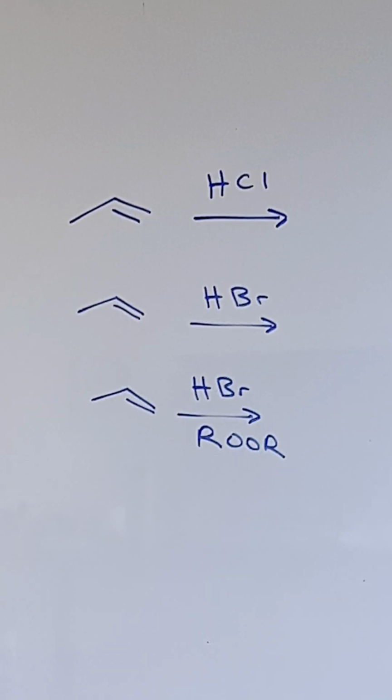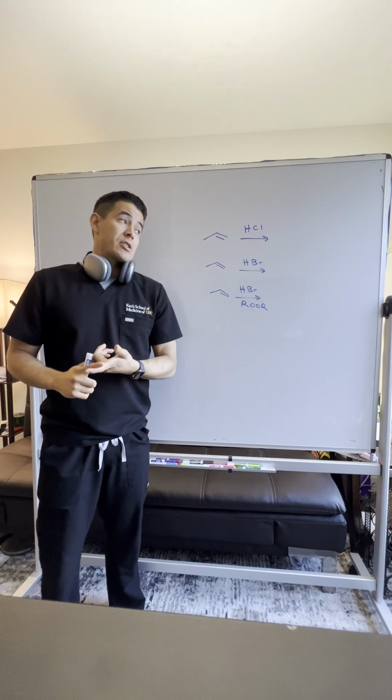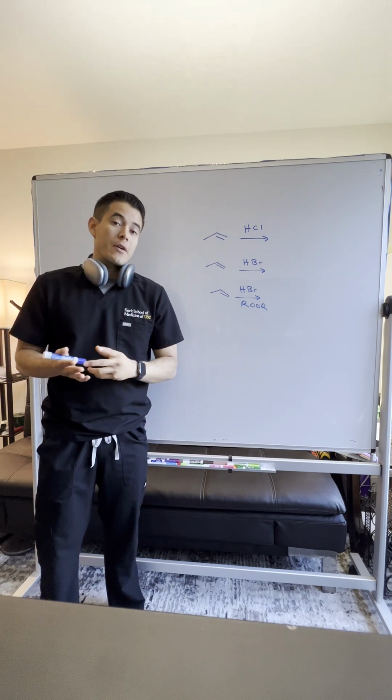Today, we're gonna be doing these practice problems. So if you're studying alkenes, stay tuned. So our first problem, we have an alkene here with HCl. So what you need to decide is if this is Markovnikov or Anti-Markovnikov.